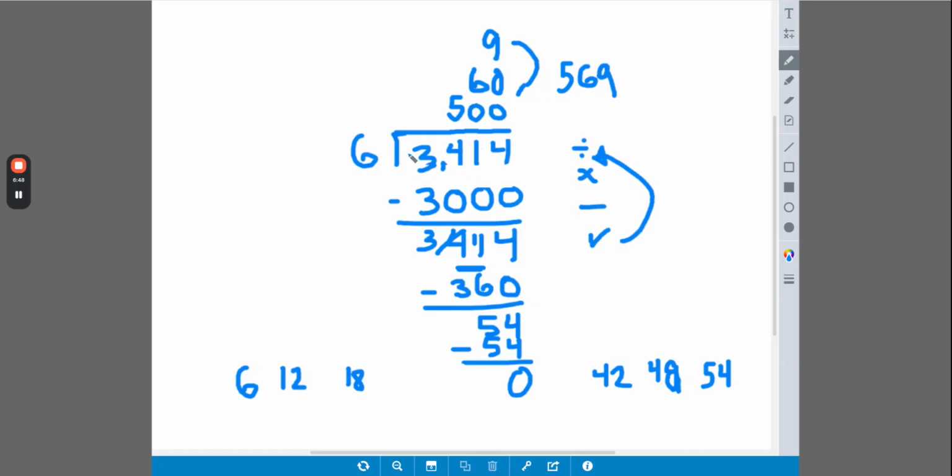So that's dividing by a 1-digit number using, we might call this partial quotients, we might call it expanded form, because I'm doing it place value by place value. I'm dividing up the dividend, that's the number being divided, by each of its place values, and working through the number. All right, so let's go to another.